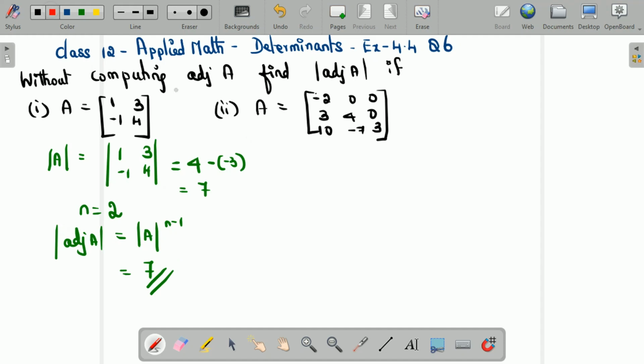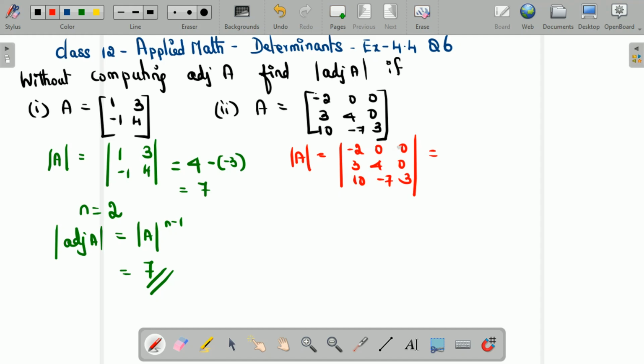Now let's take up the second subdivision. Here A is a 3 cross 3 matrix. So first let's evaluate determinant of A. So this is minus 2, 0, 0, 3, 4, 0, 10, minus 7, 3. Now let's evaluate this determinant.